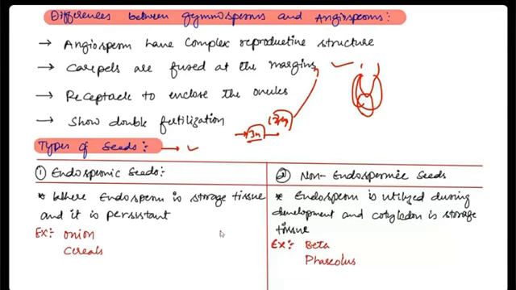In case of endospermic seeds, we see that the endosperm is persistent, it is not consumed, and it acts as a storage tissue. This is majorly observed in case of monocots. In dicots, we see that the endosperm is utilized during the development, and the cotyledon is the storage organ. Though I have mentioned only two examples here, I have the complete list. The next page.